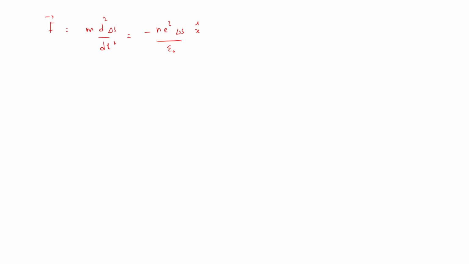So this is along x cap. If we take the x component of the force, what we have is d2 delta S over dt square is equal to minus n e square over m epsilon naught delta S. You can recognize this is an equation for an oscillator, the oscillation of the electrons in that metallic volume, and you can compare it with d2s by dt square equals minus omega square delta s.